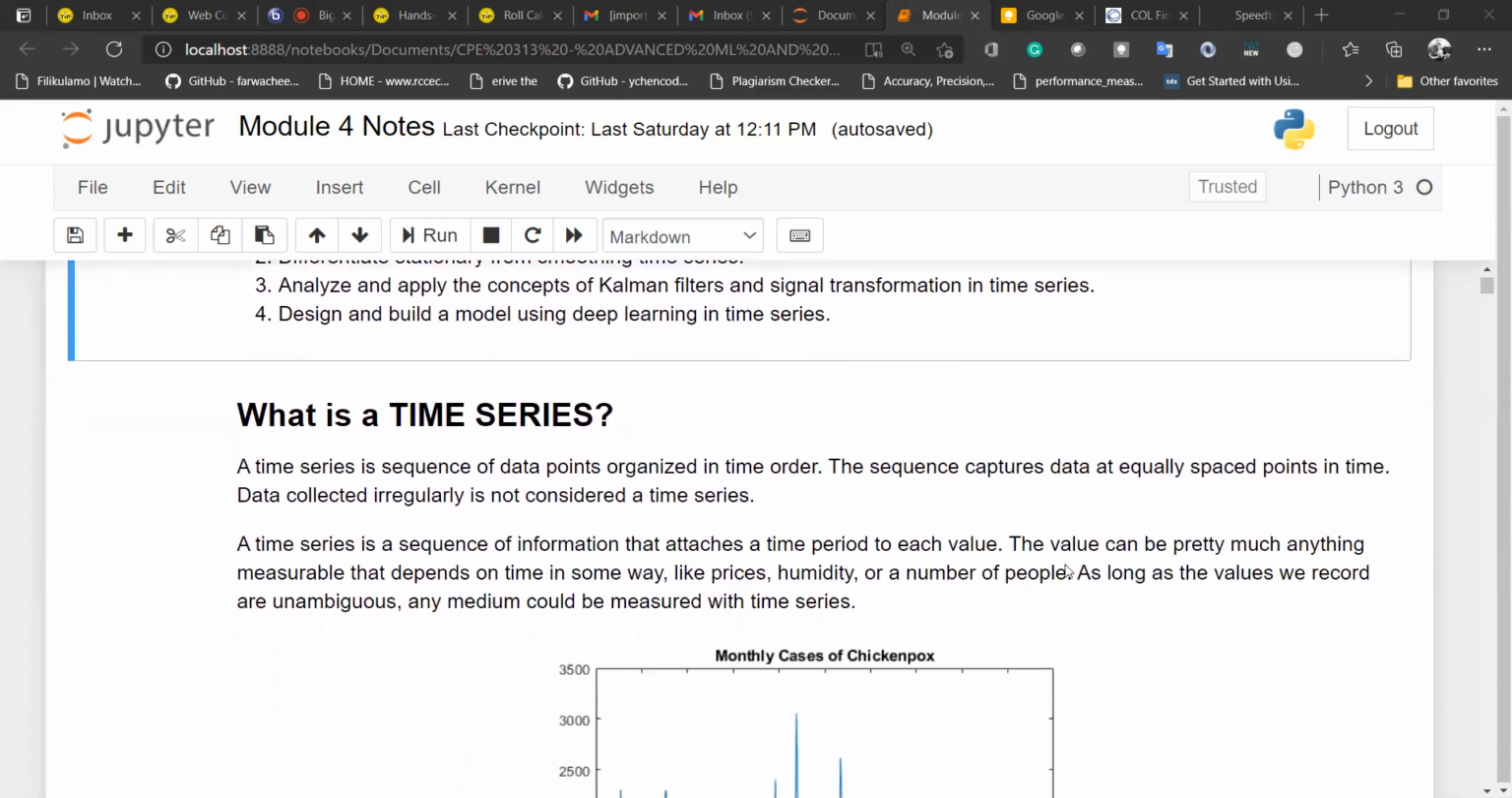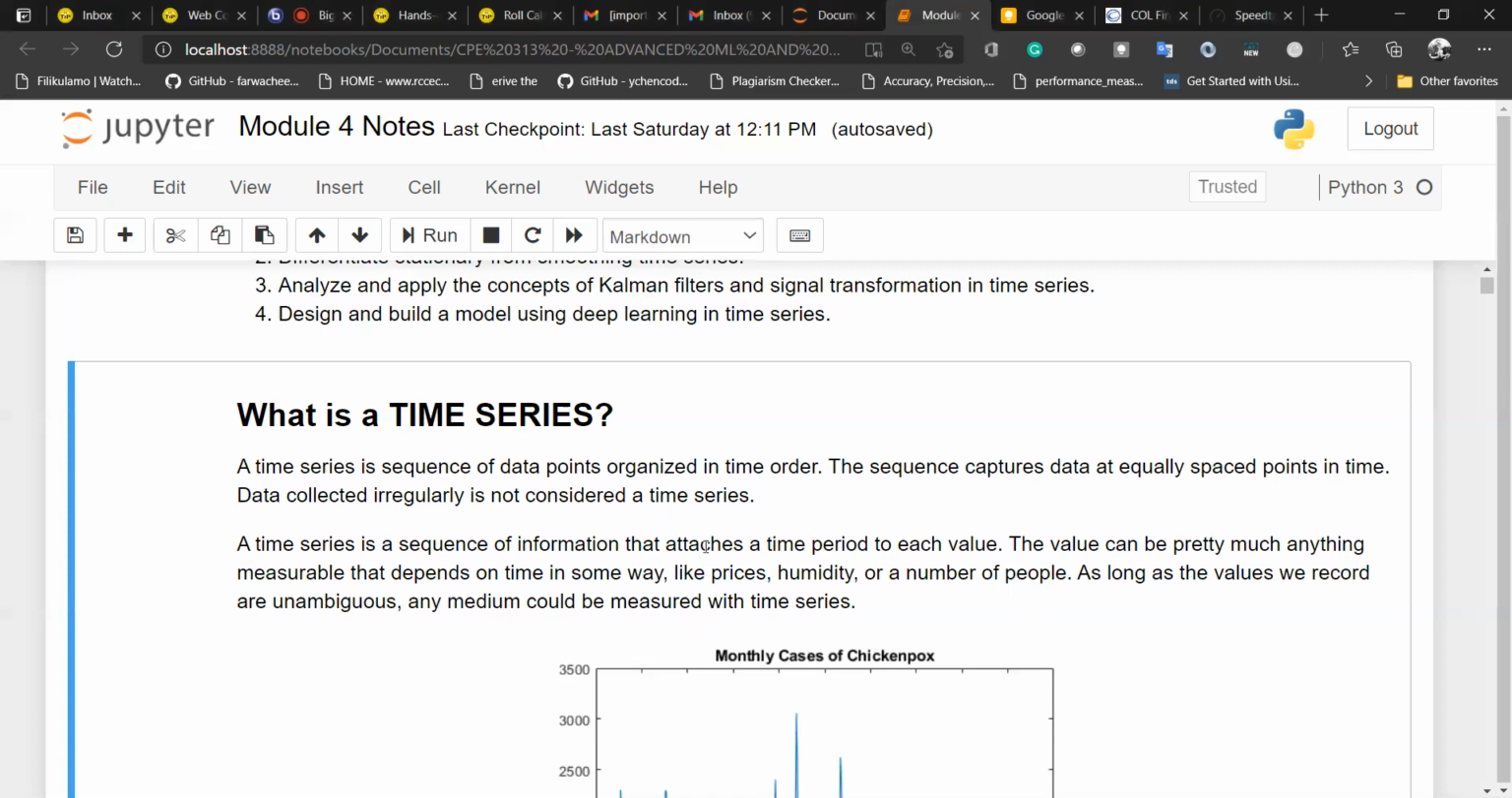So basically, what is the definition of a time series? It's a sequence of data points organized in time order. That means data points are given an appropriate time order. For example, it can be per second, per minute, per hour, per day, per month, per year, and so on. And the sequence captures the data at equally spaced points in time.